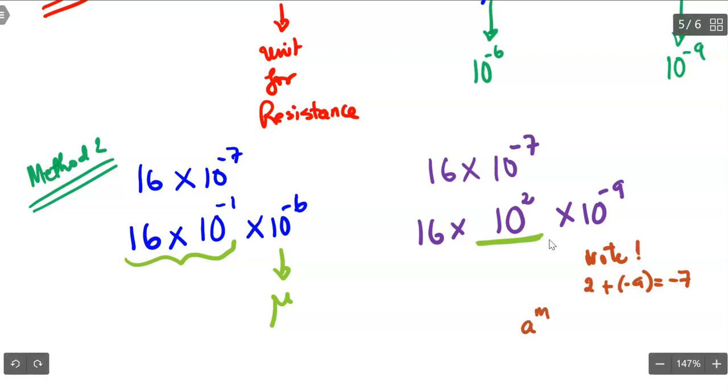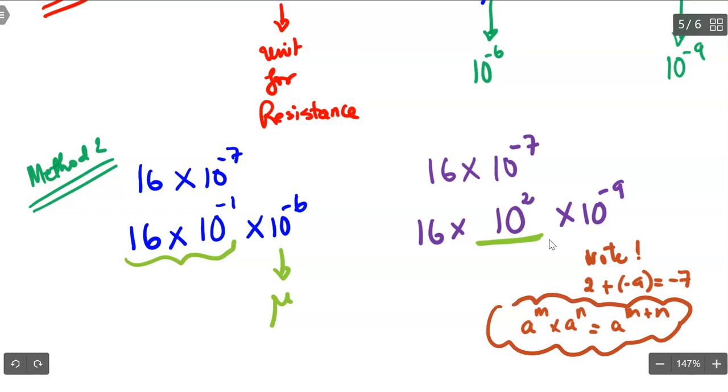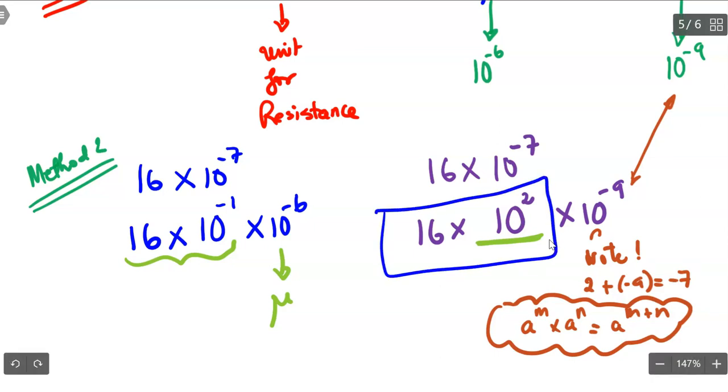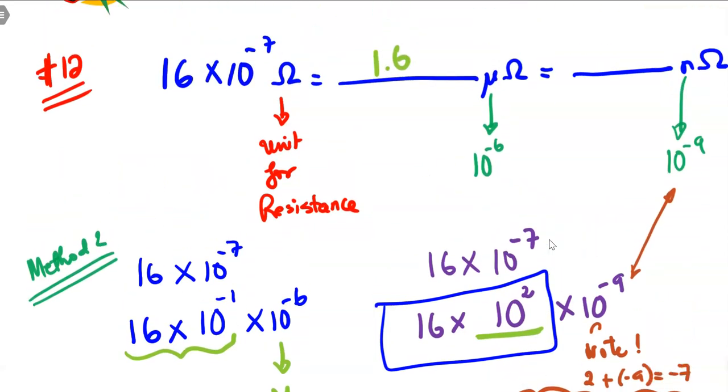Okay, so a^m times a^n equals a^(m+n). So this formula that we've learned in the previous lesson is actually quite useful now. So you are going to replace this by your nano, which is the small letter n. So what you have left is this number, 16 times 10 square. So you have to insert 2 more 0s after the 16. So now the answer will be 1600.